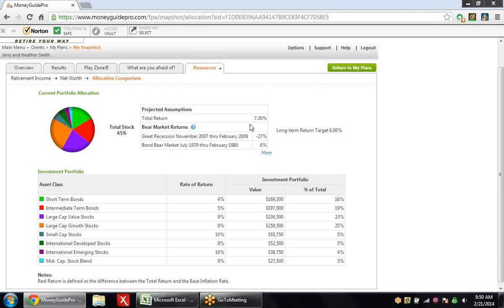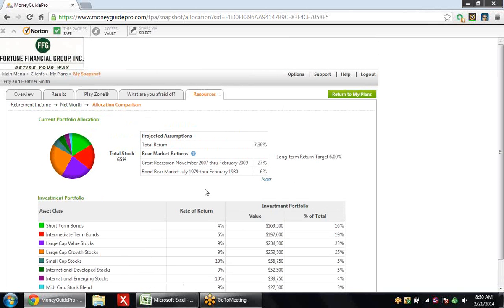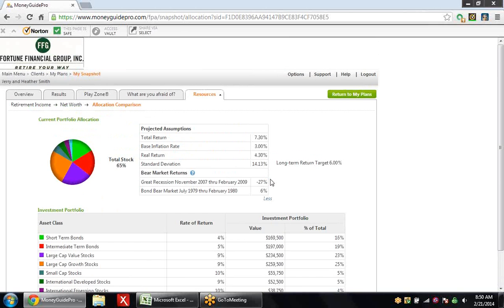How would this portfolio, based on the allocation, have done back during the Great Recession from several years ago? This portfolio would have lost 27%. So while the stock market may have lost between 40 and 50 percent, because you're not all in the stock market, it didn't lose as much as the whole market itself. If you click on more here, it also shows the real rate of return that's after inflation, and the standard deviation, which is how volatile the portfolio is.